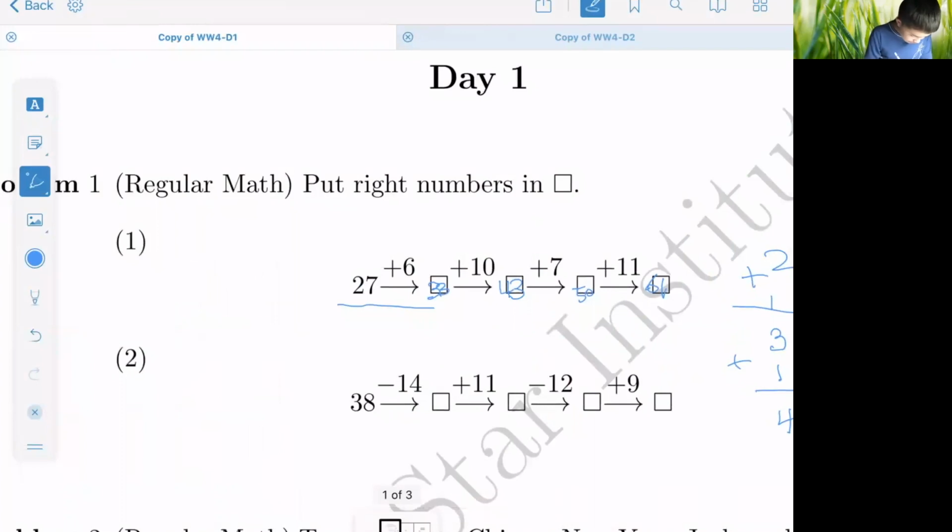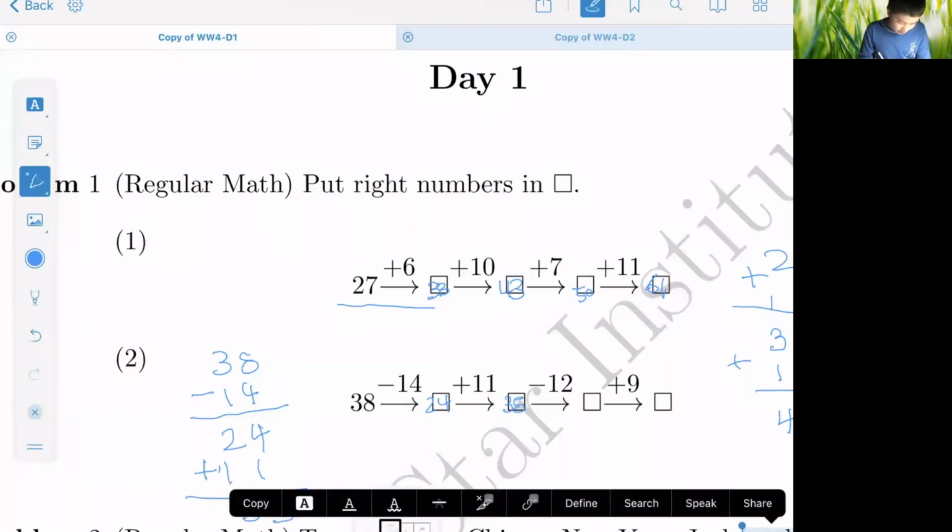So first, we start with 38 minus 14. 8 minus 4 equals 4. 3 minus 1 equals 2. Here we have 24 plus 11. 4 plus 1 equals 5. 2 plus 1 equals 3. After that, we have 35.